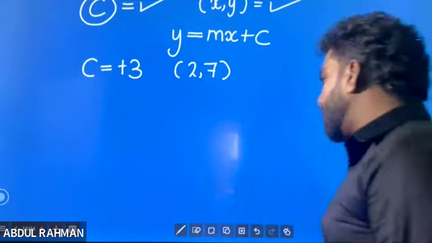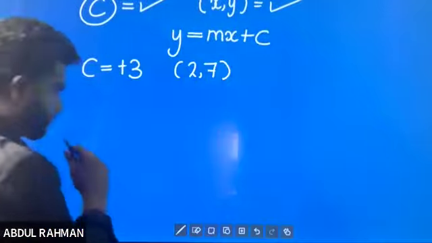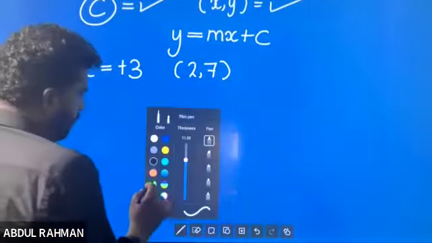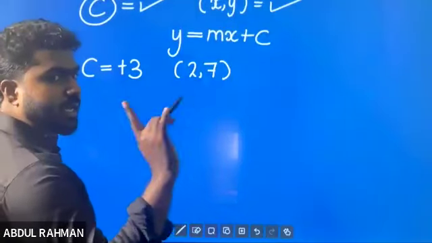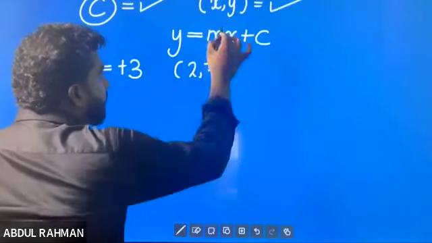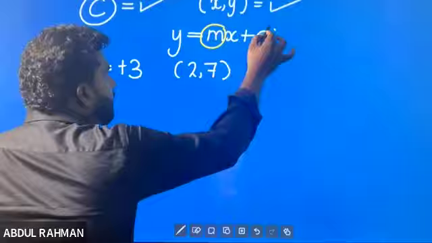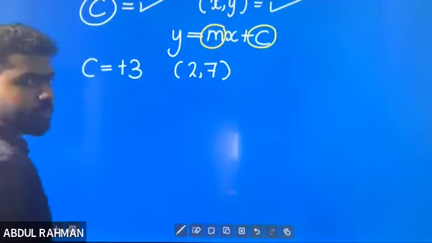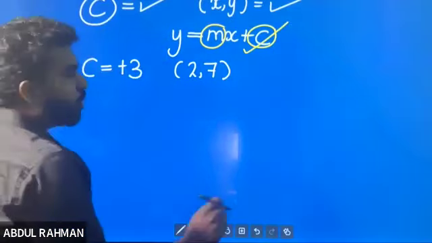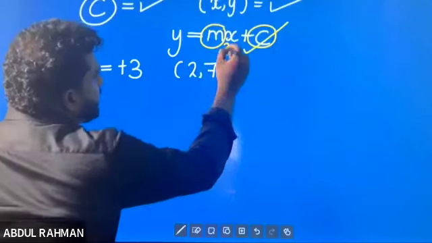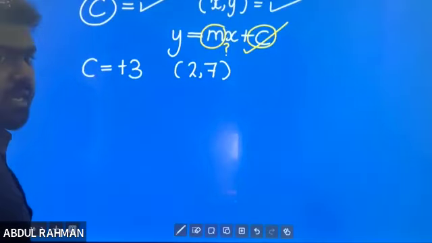Now, how will I find out the equation of this graph? Look at the board. Now, to find the equation of the graph, surely I need two things. What are the two things? I need my gradient, I need the intercept. But in this question, already I know the intercept. The problem is what? Gradient is unknown for me. I need to find the gradient.